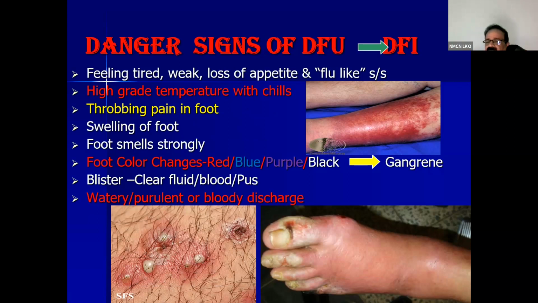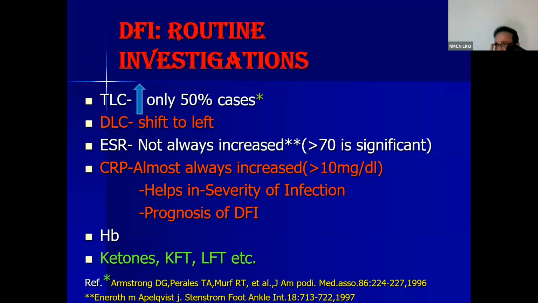What are they? If the patient starts feeling tired, weak, is getting fever with chills, then there is throbbing pain in the foot, or the foot swelling has increased suddenly, and it starts smelling. As soon as you open the dressing, the room fills with a foul odor, and the foot color changes from red, blue, purple to black. That means gangrene is supervening. And if there is a blister or watery purulent discharge, that is also a danger sign of diabetic foot ulcer. That means the patient is getting infection in that particular ulcer.